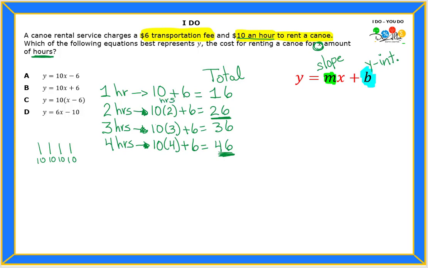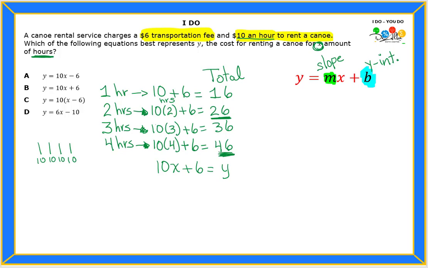So that means that I'm going to multiply 10 times X because that's the per hour. The 6, notice how the 6 never changed. No matter how many hours I rented, I still added only a 6. So that's my y-intercept, okay? And this will be my equation for this. So y is the total cost. Isn't that total cost right to my right? So there's my y right there, okay?